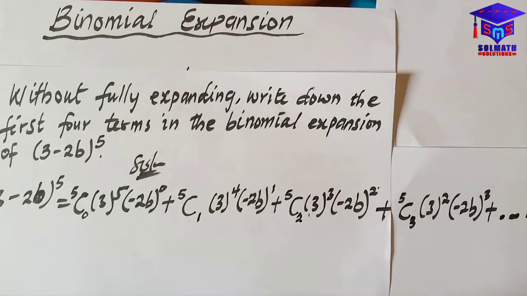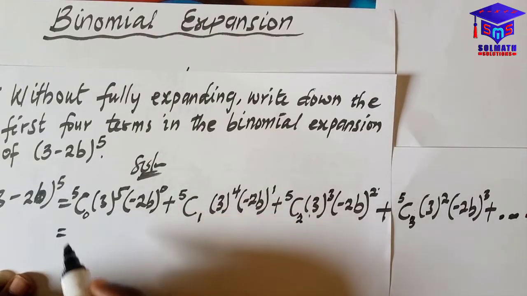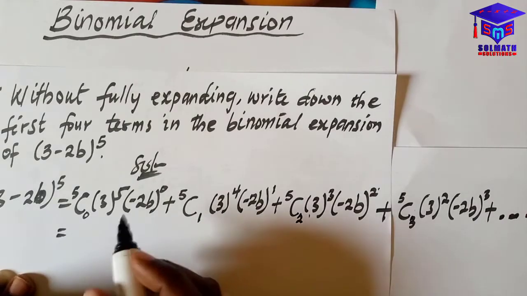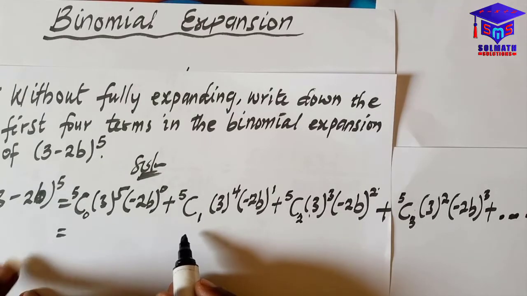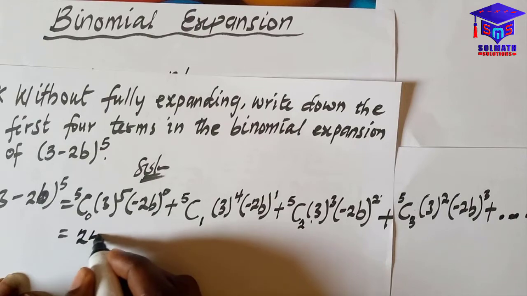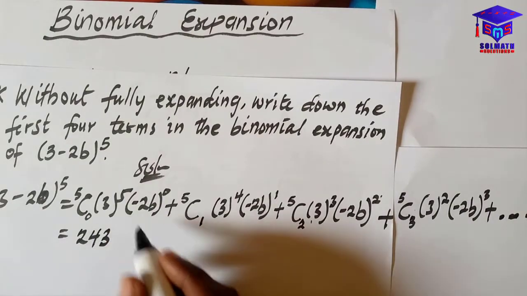Now we can use the calculator to do this. So we punch 5 combination 0, and then we are getting what? 1. Okay, 1, so I won't worry myself to write that. And when you come here, negative 2 to the power 0 is what? 1, so I won't write that as well. So 3 to the power 5 would give us 243. All right, so that's for the first term.